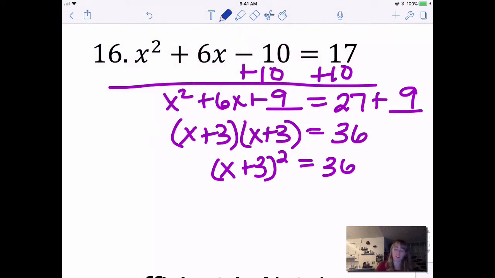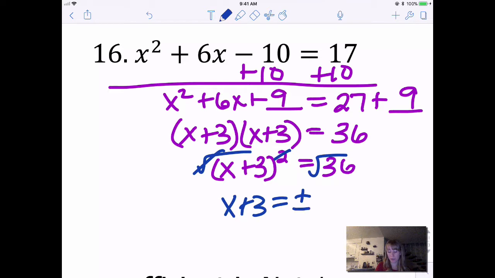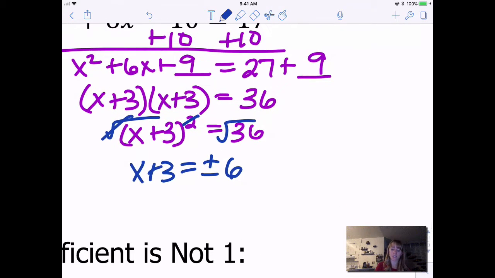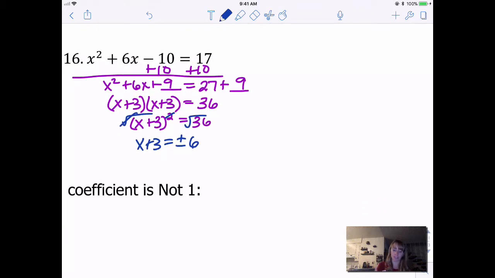Go to town on your square roots. So I square root both sides. And x plus 3 is equal to plus or minus. We know the square root of 36 is 6. So on these problems, when you know you're going to have like terms, write out two equations. x plus 3 equals 6. And x plus 3 equals negative 6. Subtract 3 on both sides.